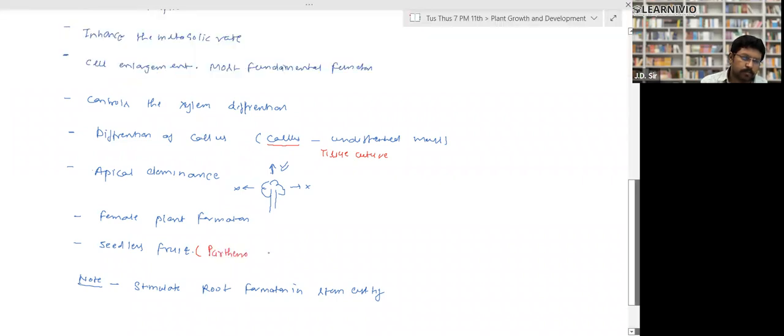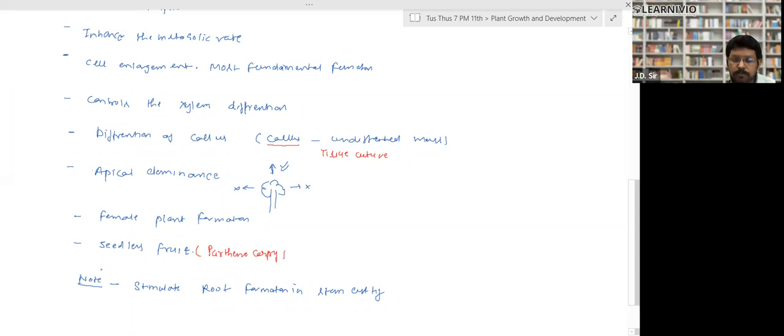Parthenocarpy. Now the next question, please put it in the form of notes, because it has been asked in medical examinations. Already asked question: it stimulates root formation in stem cutting.